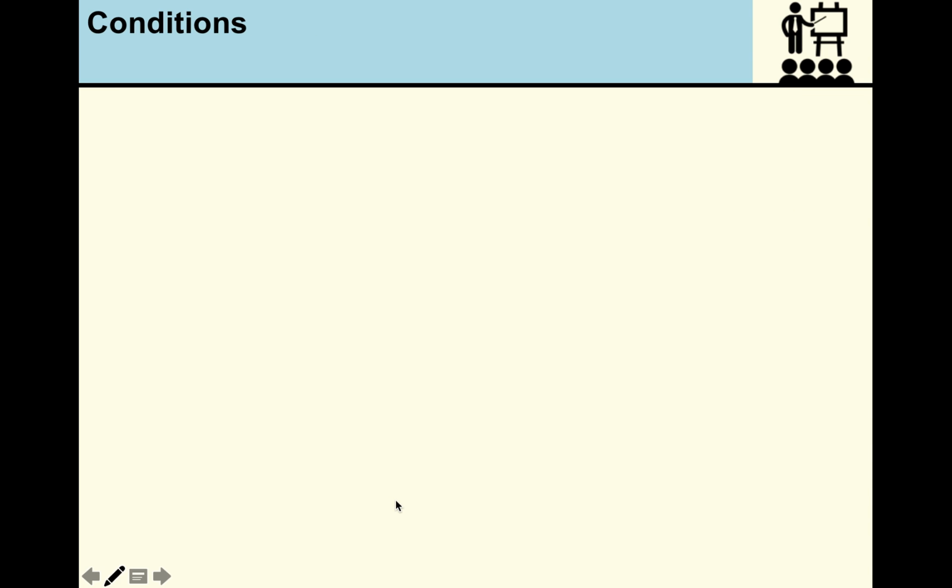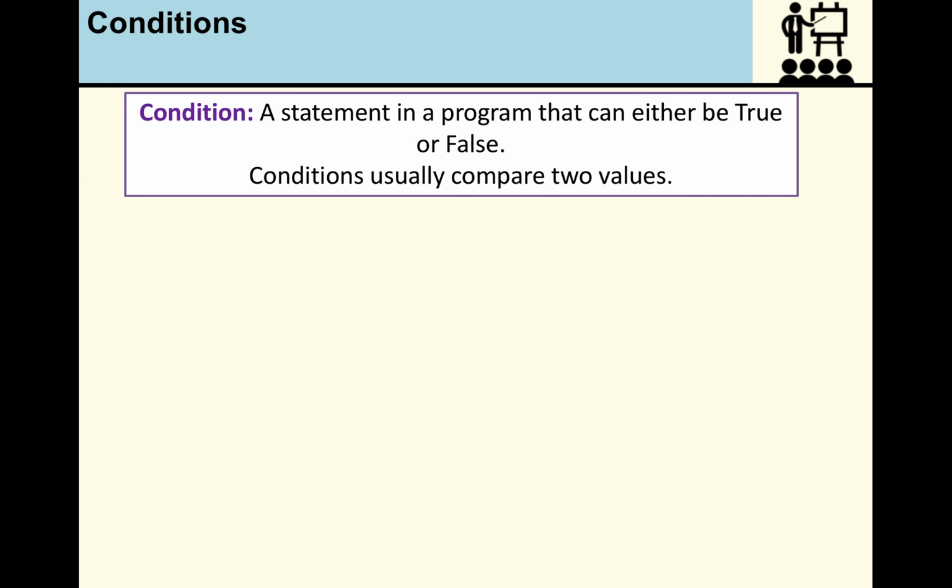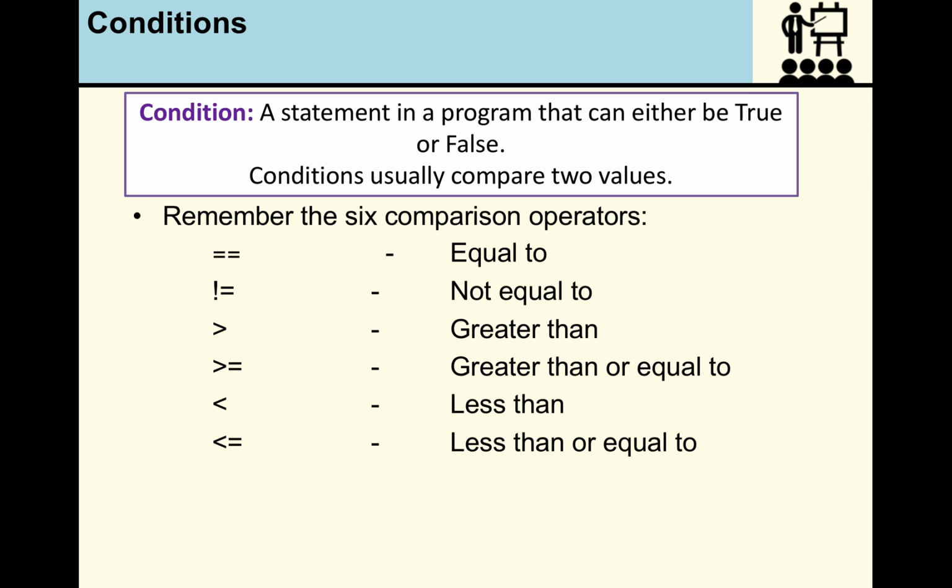I've mentioned conditions a couple of times, so let's recap on conditions, which we've looked at in while loops as well. A condition is a statement in a program that can either be true or false. Conditions usually compare two values. So remember these 6 comparison operators: equals to, not equals to, greater than, less than, greater than or equal to, less than or equal to. Remember our crocodiles from nursery school. If it's greater than, it's going to eat the greater one.